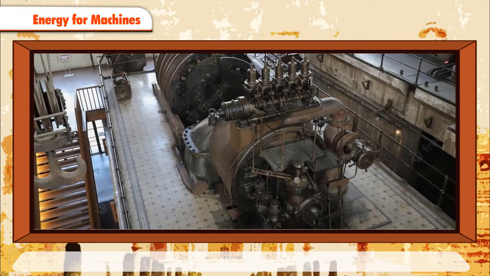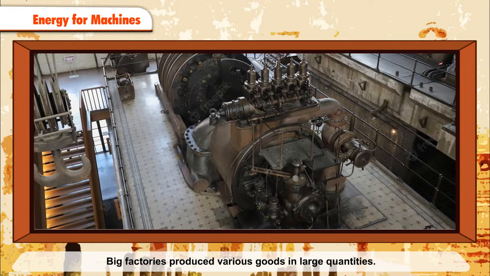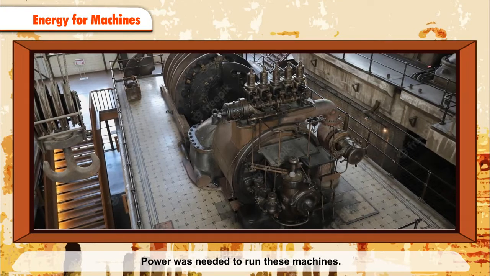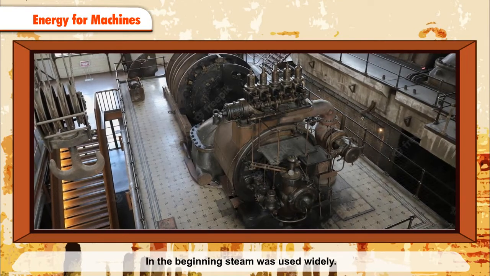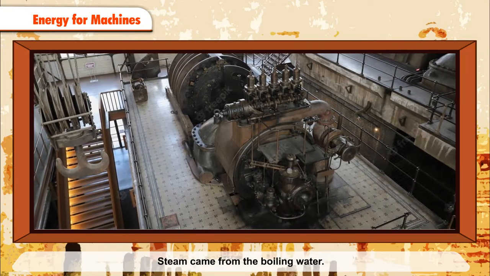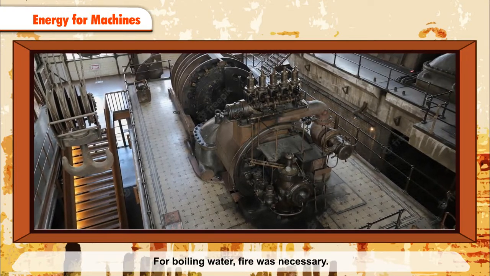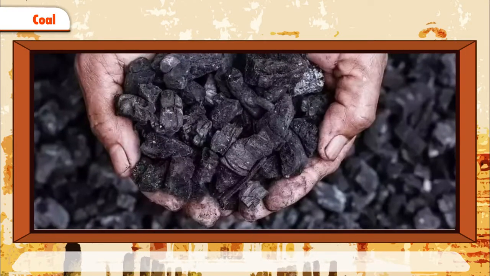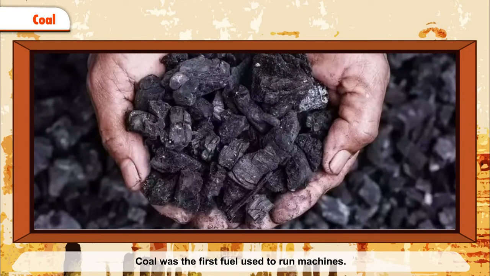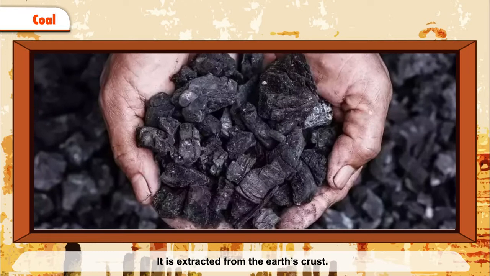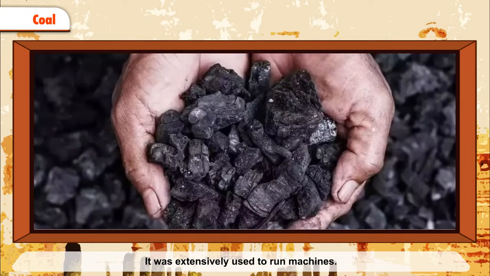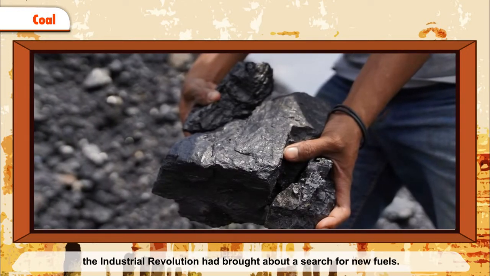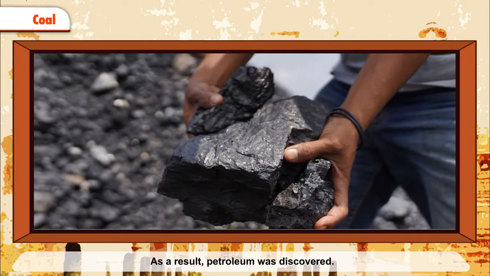Energy for machines. Big factories produced various goods in large quantities. They used various types of machines to do this work. Power was needed to run these machines. In the beginning steam was used widely. Steam came from the boiling water. For boiling water, fire was necessary. So machines had to be continuously fed with wood or coal. Coal was the first fuel used to run machines. It is extracted from the earth's crust. It was extensively used to run machines. As the demand for coal increased, the Industrial Revolution had brought about a search for new fuels. As a result, petroleum was discovered.